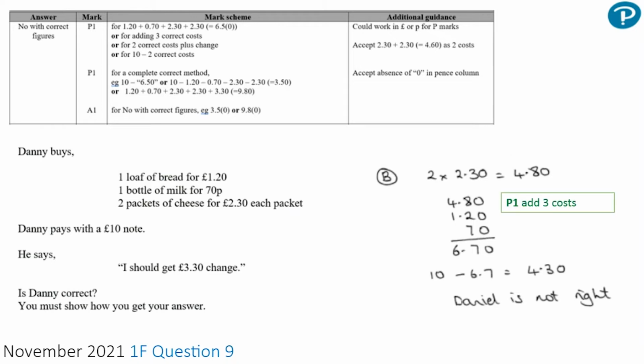There you go. P1, it's a complete method due to the £6.70, because they were added. It was a correct method because they'd added the full costs. At this point, I'm waving my mouse around. 10 minus £6.70, that is the £6.50, because their method is correct. They've just messed it. What have they done there? 2 times £2.30 is £4.80. It's £4.60. So you can see where that £4.80 has come from. It has clearly come from 2 lots of £2.30.